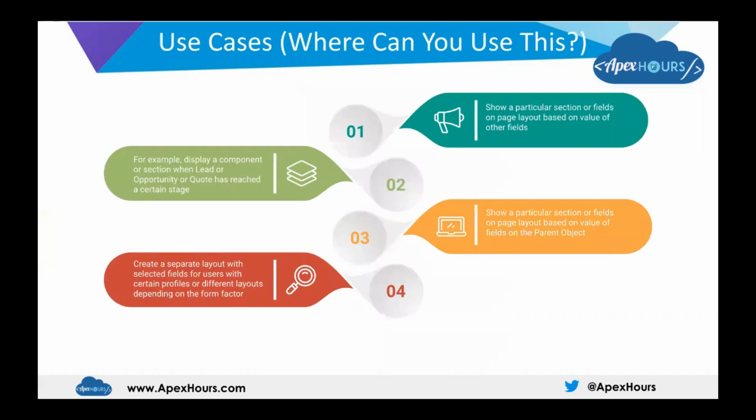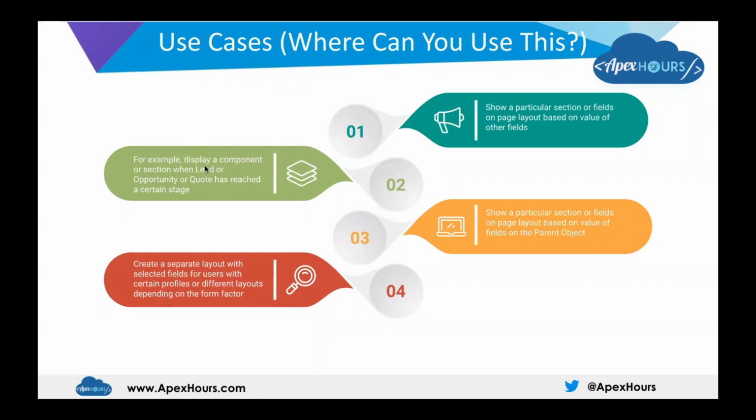So what are the use cases? Where can we use this in our business? Now we can use it to meet different business requirements. So for example, we can show particular sections of fields on the page layout based on the values of other fields on the same object in the same record.